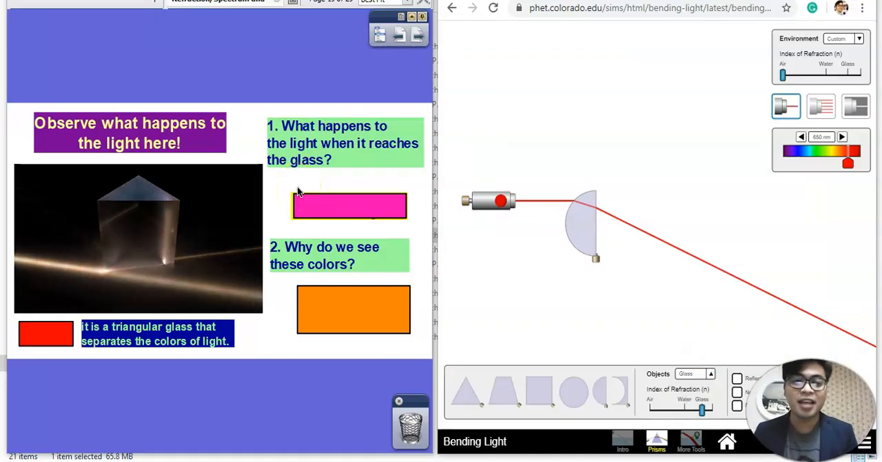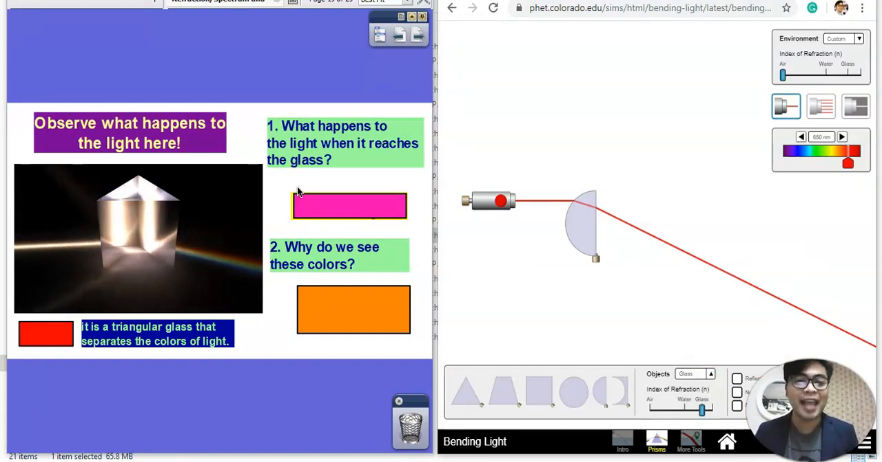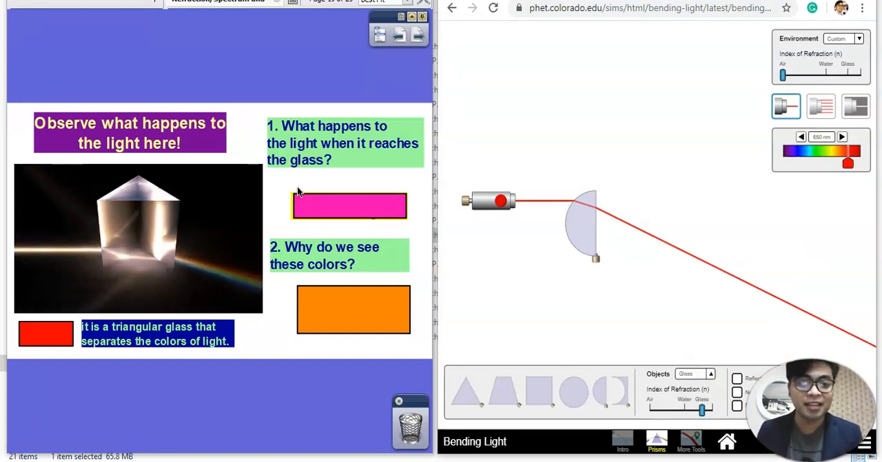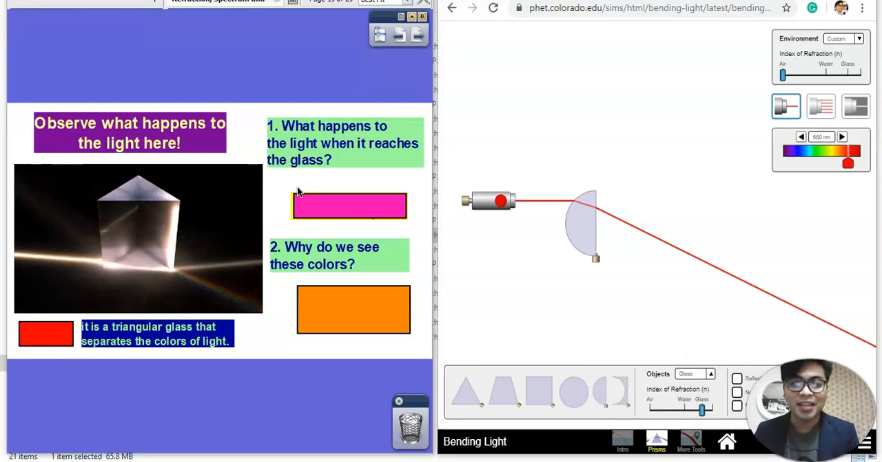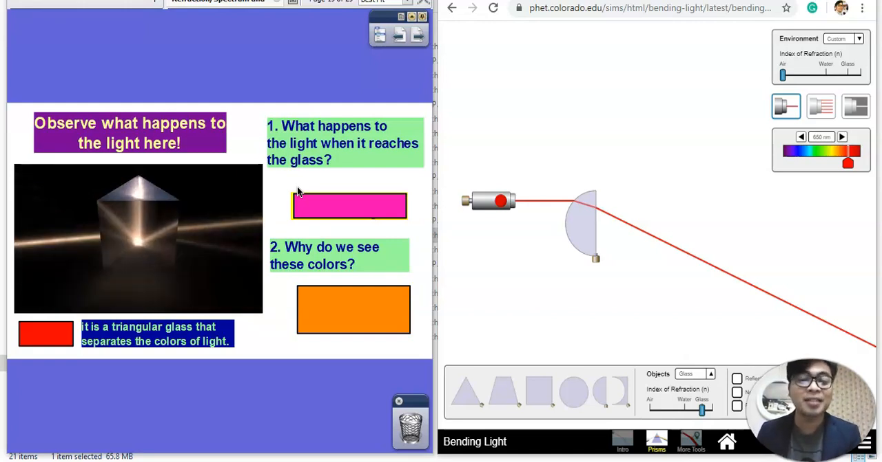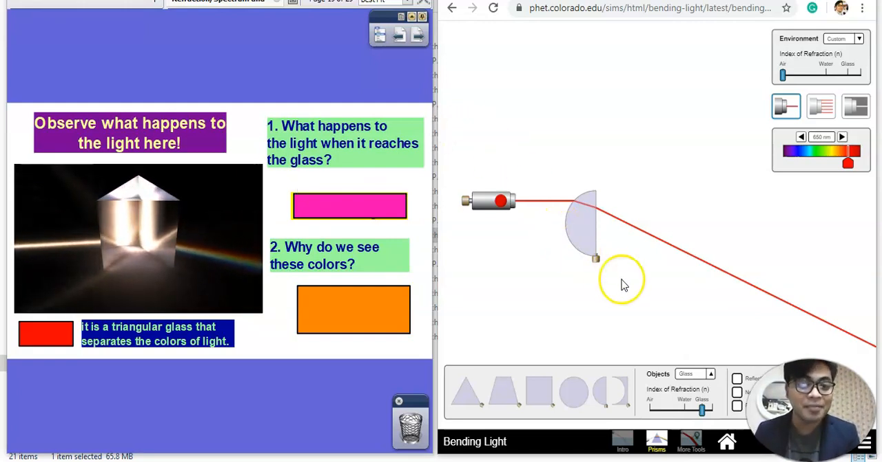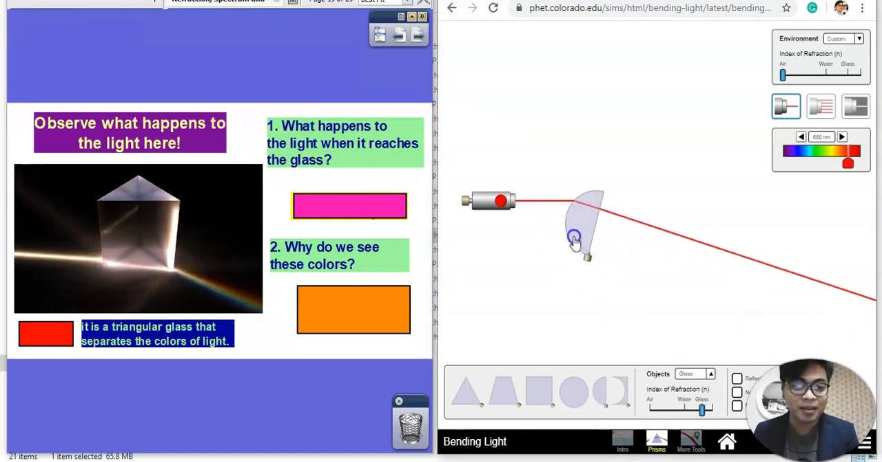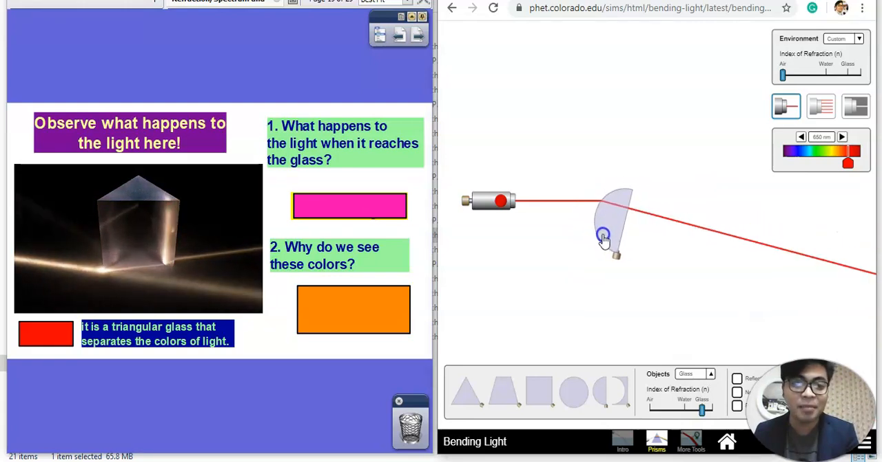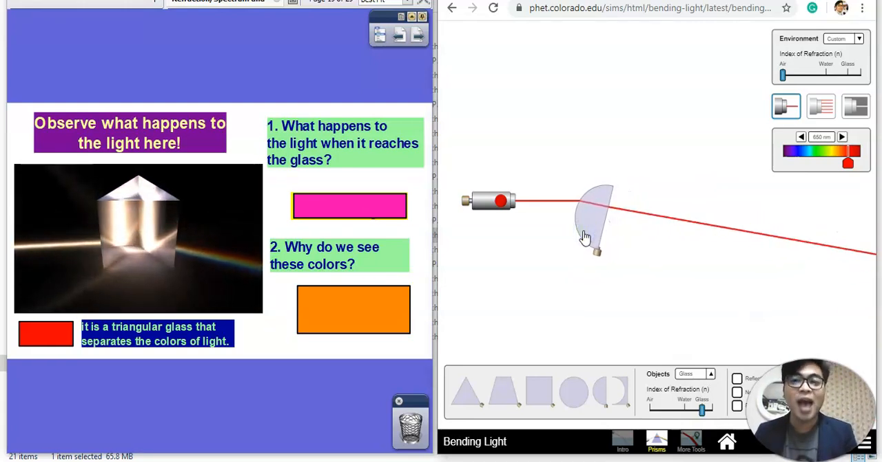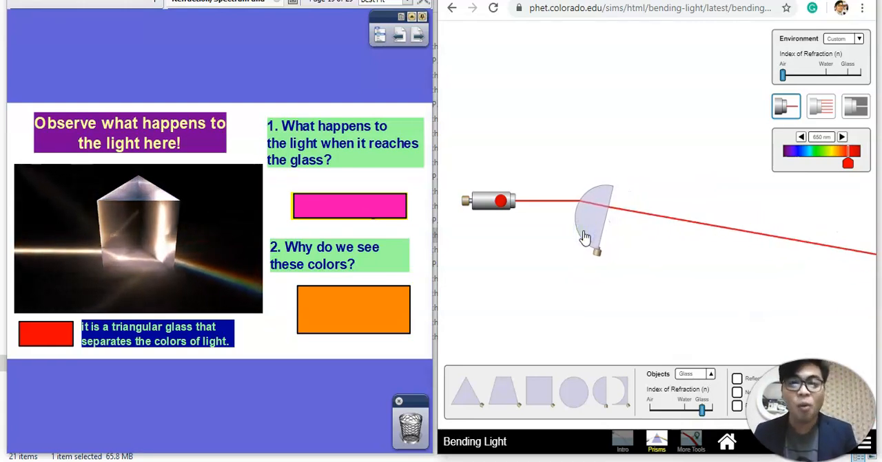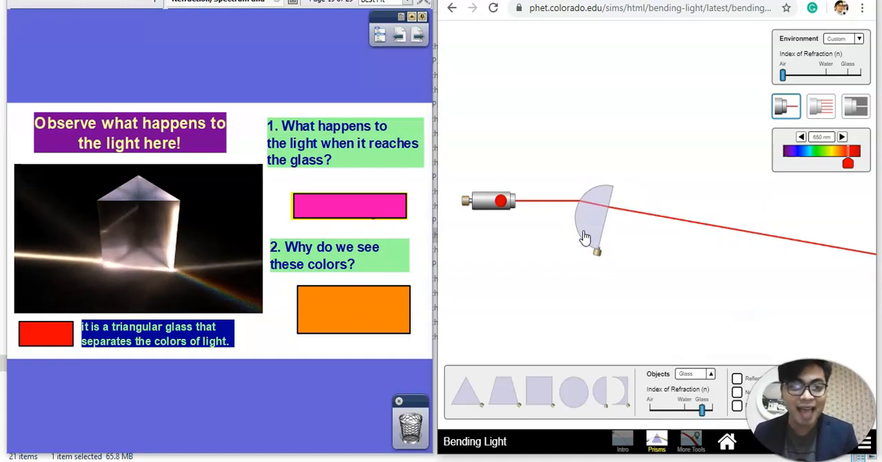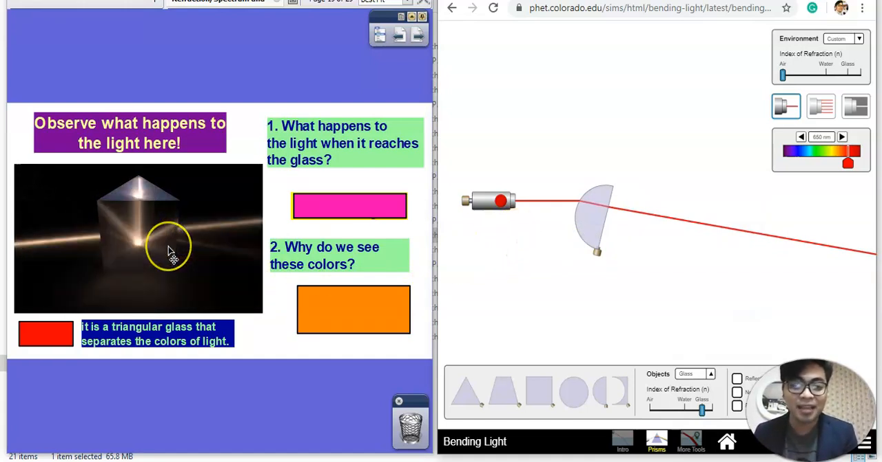So since we're talking here about the bending of light, I have this material here. This is a triangular glass that separates the colors of light when it bends. This is just an example of a glass material, and it has the ability to bend the light. So actually, when light bends, look at what's happening in this material.